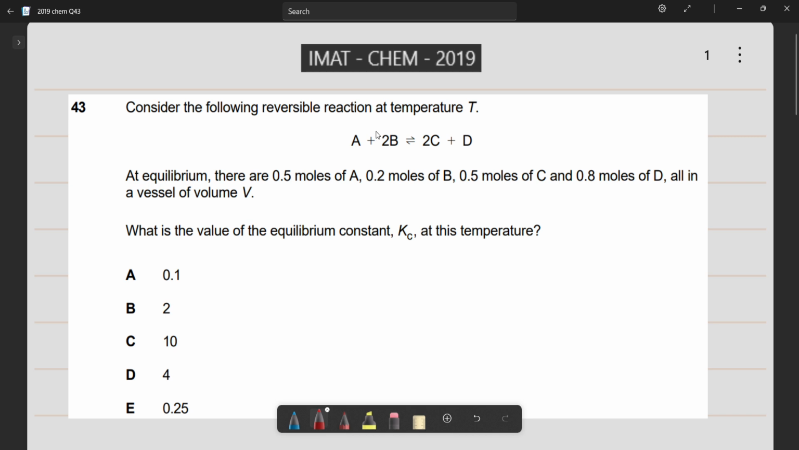Okay, welcome back. So this is chemistry question 43 from IMAT 2019 past paper. So I'll be answering this question. So it says consider the following reversible reaction at temperature T.